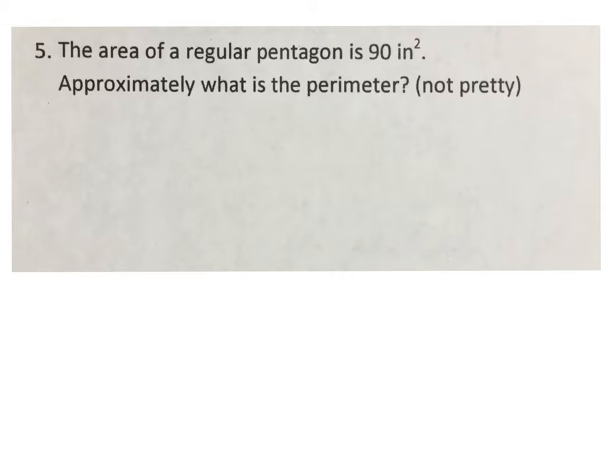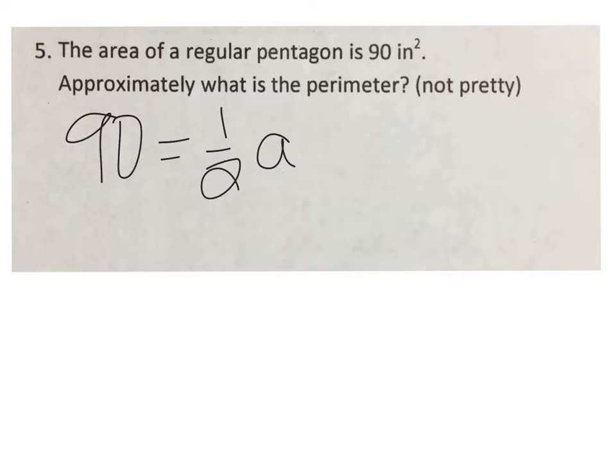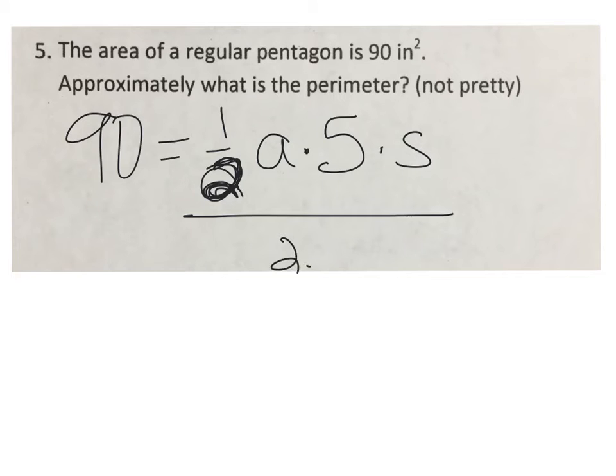Okay, so we have a regular pentagon. When we're trying to find the area of a regular anything, we always start with the formula. 90 equals 1/2 of the apothem times the number of sides times the side length. Well, this is of course a 1/2, it's just not a pretty one. So we always start with 1/2 of a times n times s, and we solve for a and s.